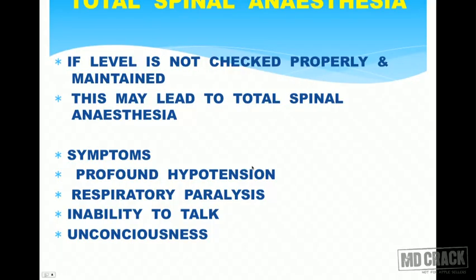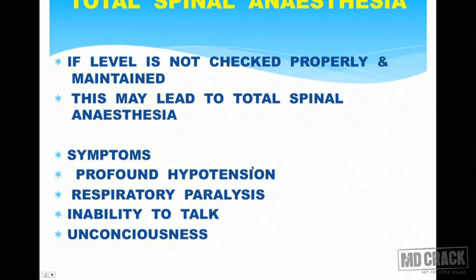What are the complications of spinal anesthesia? There are many complications, many symptoms which you can see, but total spinal anesthesia is the most important complication. It occurs if the level is not checked properly and maintained after giving subarachnoid block with spinal anesthetics. This complication is very rare, but it is a major complication and can cause death of the patient if not judged or monitored properly.